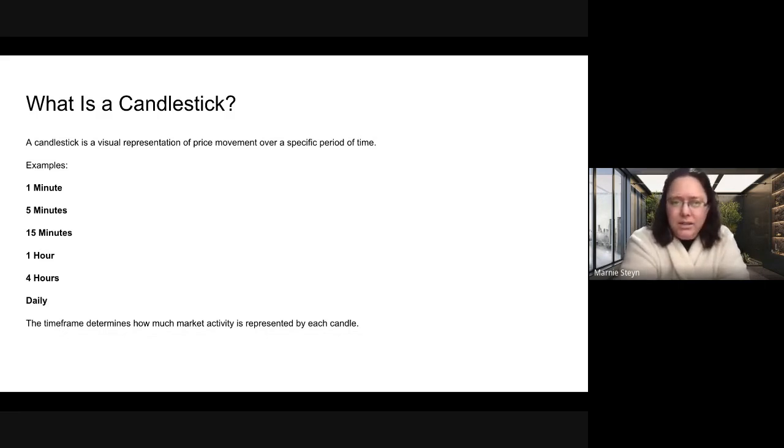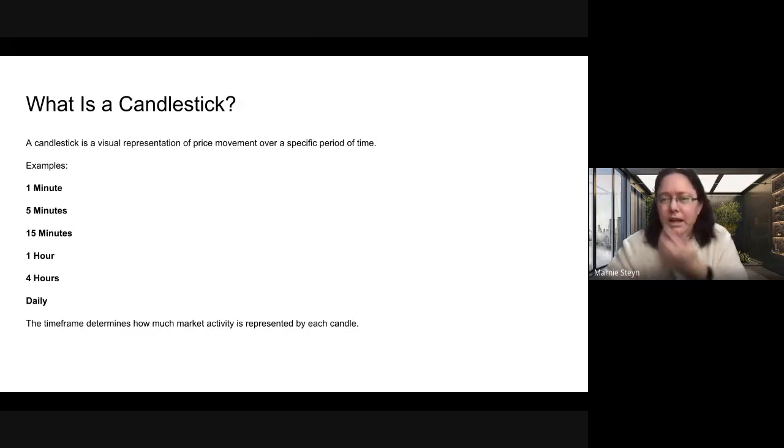A candlestick is pretty much a visual representation of the price movement over a specific period. Remember last week we spoke about it. You've got the 1 minute, the 5 minute, the 15 minute. Obviously you start with a daily candle, and in the daily candle there's a certain amount of 4-hour candles. In the 4-hour candle, there are 4 1-hour candles, and then it goes down. So you keep breaking down price as you go down, guys.